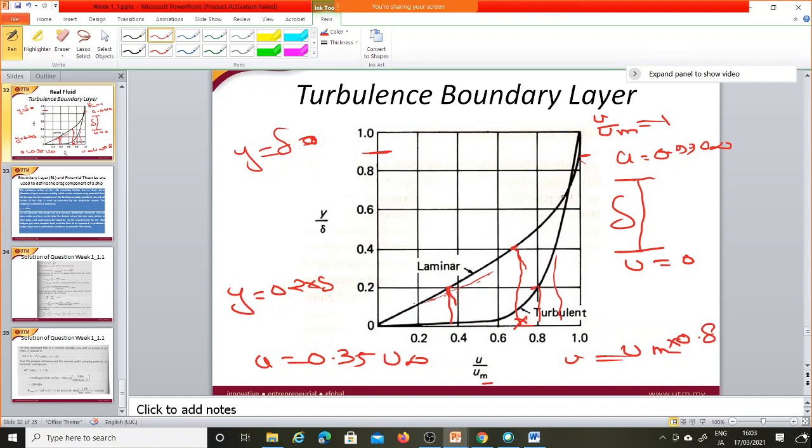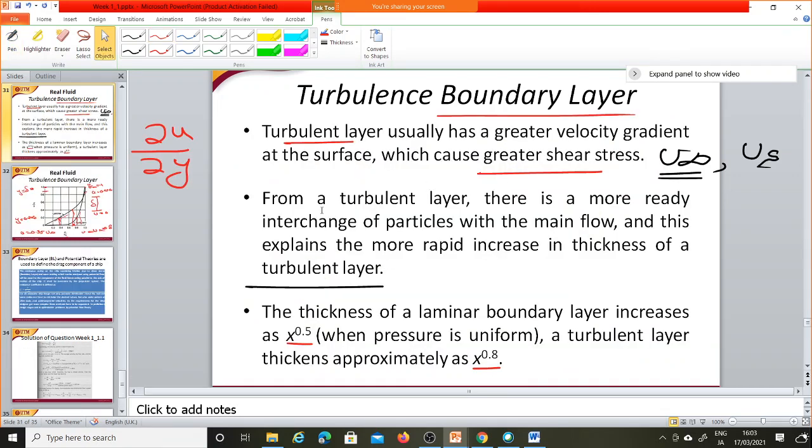On the other hand, in the case of the turbulent layer, it exceeds this one. So here it attained the value of the maximum velocity. So we have this difference. Okay, so that's why we have the turbulent layer. We have the higher thickness because it's exchanging the position more rapidly.